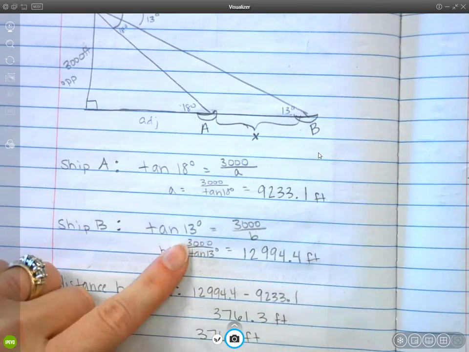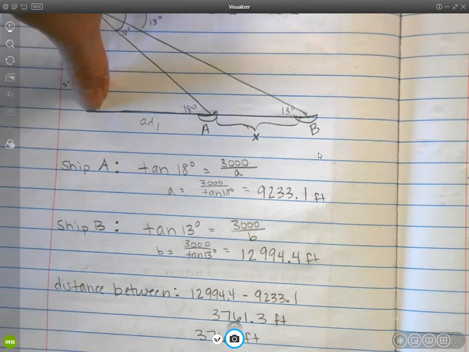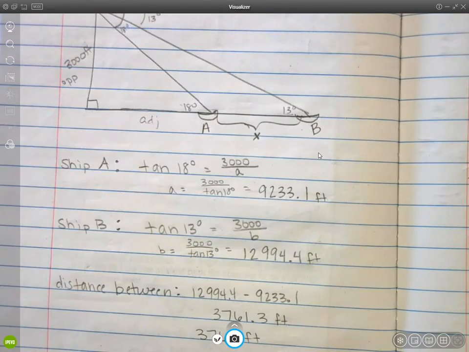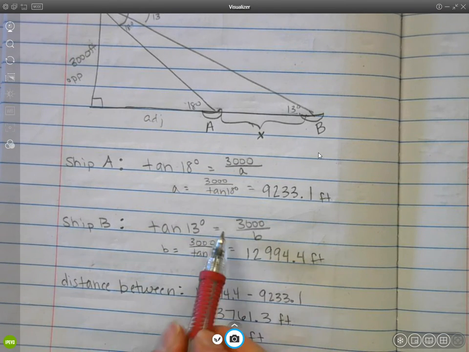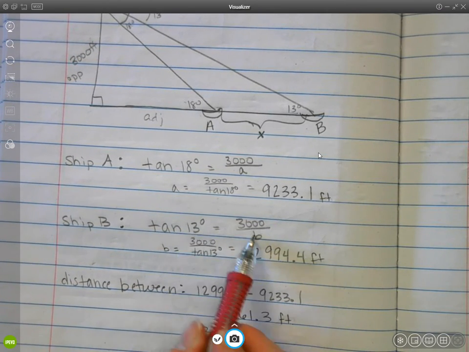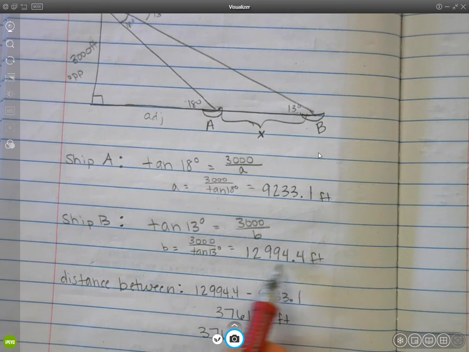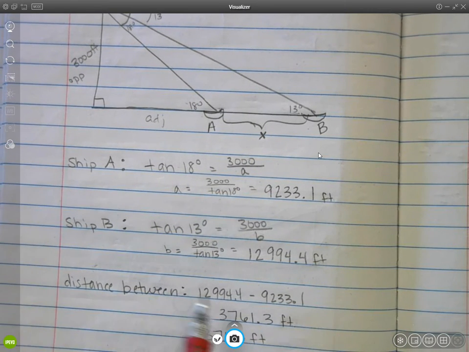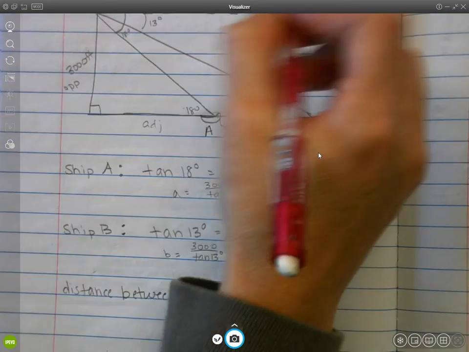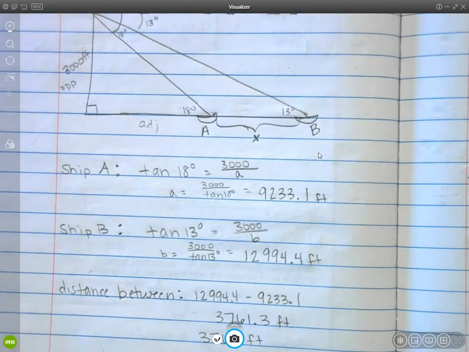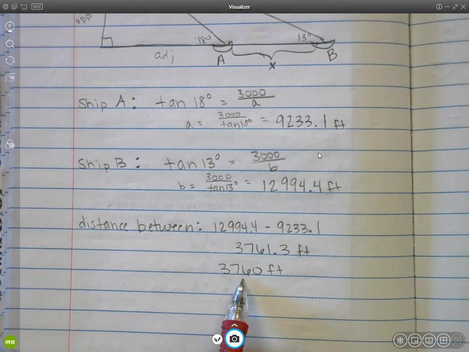Then for ship B, it has an angle of 13 degrees. Opposite of 3,000, adjacent we'll call B. Again, multiply by B, divide by tangent. These guys just switch. So you've got 3,000 divided by tangent of 13 degrees, which should give you this. The distance between them, you're going to subtract those numbers, and you get this, but then they asked you to the nearest 10 feet. So you have to round that to the tens, not the tenths, but the tens place.